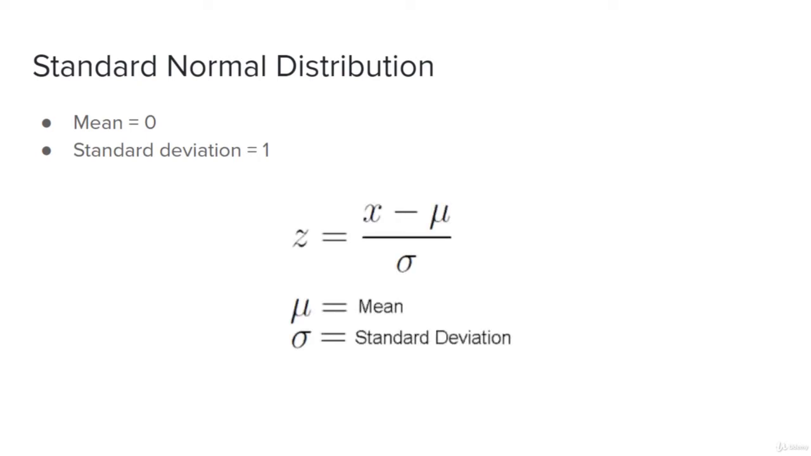So let's talk about the standard normal distribution. The standard normal distribution is a type of distribution in which we make the mean 0 and the standard deviation 1. How we do that is we subtract the mean from the x value and divide by the standard deviation. Then we get another value, which is called the z-score. In this way we standardize a normal distribution which we already have.